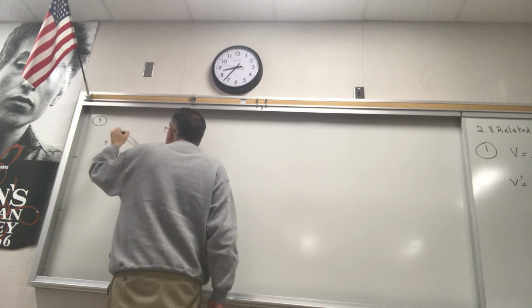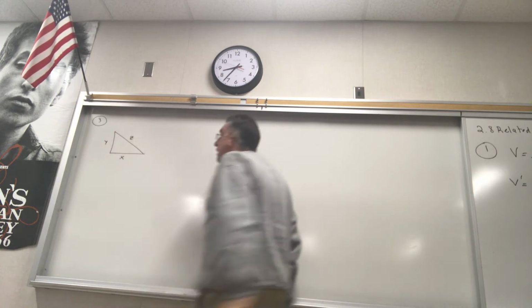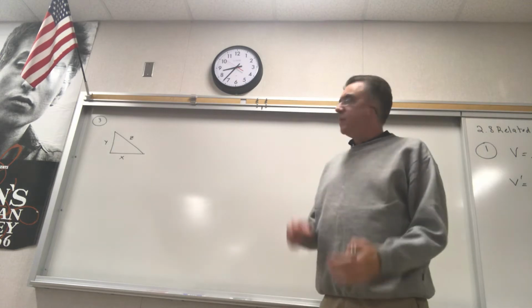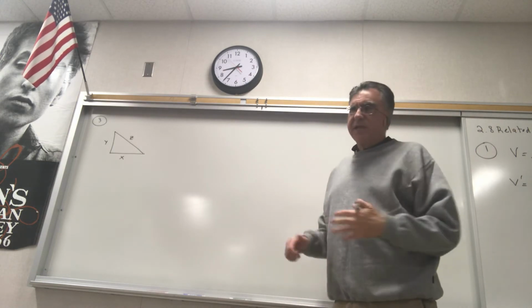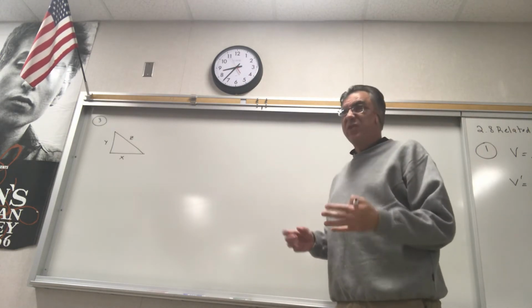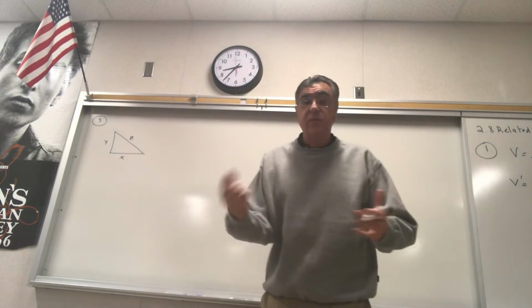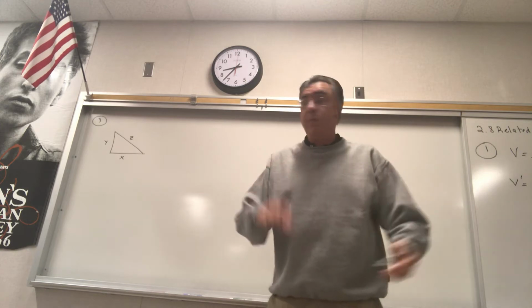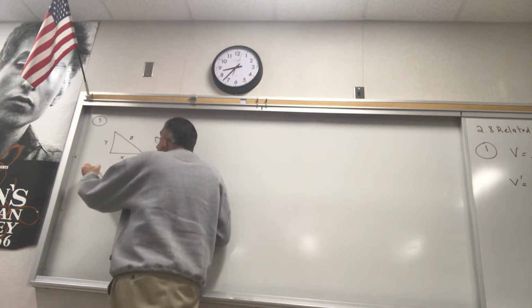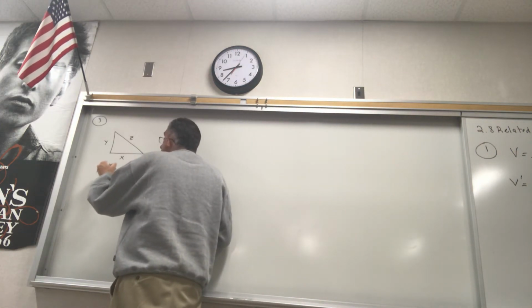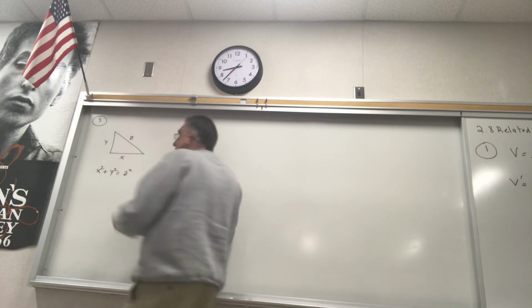X, Y, Z. Some people might use X, Y as R because you had trig and we always say X² plus Y² is R². It depends. It doesn't matter. And you could use A² plus B² is C². It doesn't matter. The letters are not important. So what I get here is X² plus Y² is Z².